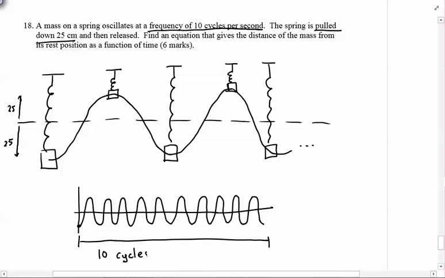Okay, so 10 cycles means the same thing as 10 waves. And this whole distance takes only 1 second. And it goes up 25 and down 25.